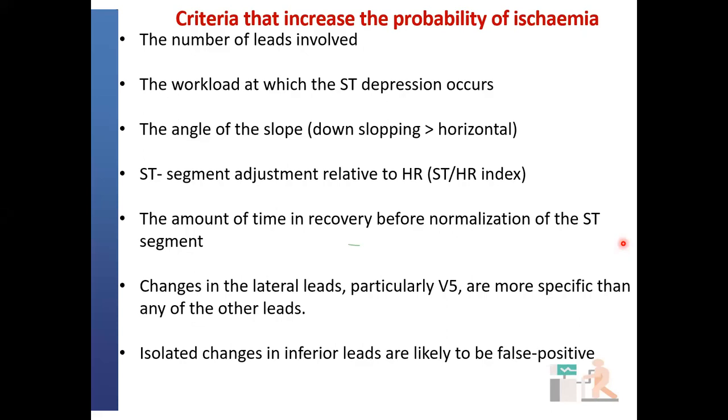And the workload at which these ST segment depressions occur matters. If you are having ST segment depressions at lower workloads as compared to higher workloads, then of course the probability of ischemia is higher. Downsloping is actually a much higher probability than a horizontal slope. And the ST segment adjustment relative to heart rate, called the ST heart rate index, is usually supposed to be less than 1.6 microvolts per minute or so. So when you begin to have a higher ST heart rate index, the probability for ischemia is also very high.